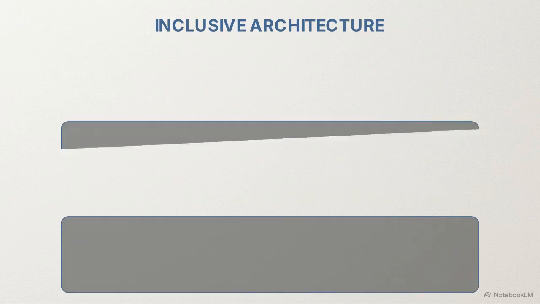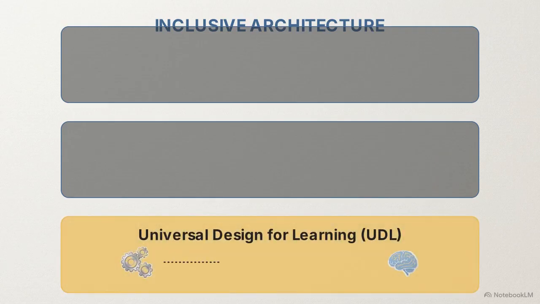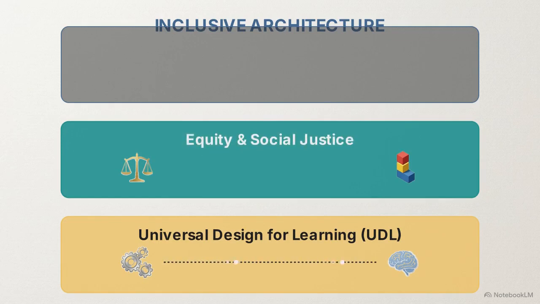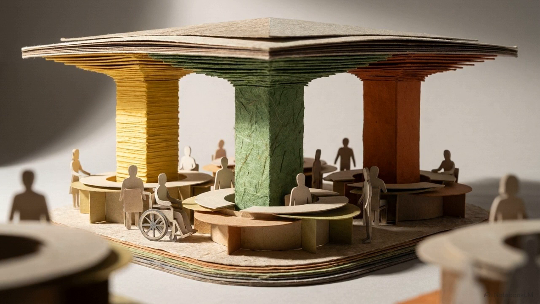To manage the cognitive, physical, and sociocultural diversity in a modern classroom, this inclusive architecture integrates three distinct systems. The first layer, Universal Design for Learning, UDL, provides the engine for cognitive and physical accessibility. The second layer, Equity and Social Justice, provides the framework for systemic fairness and resource distribution. The third layer, Cultural Responsiveness, establishes an environment that validates identity and utilizes diversity as a learning resource. Successful inclusion requires these three pillars to operate simultaneously, supporting every learner across the entire cohort.